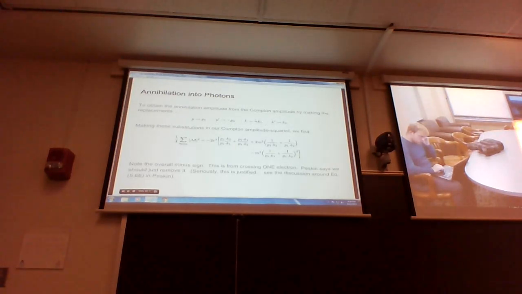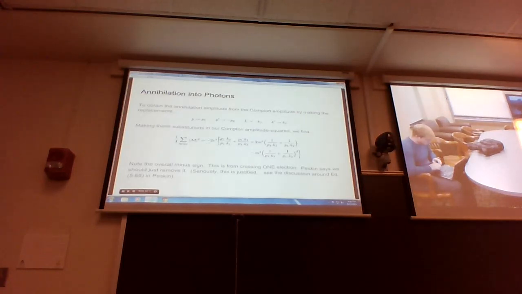And initially this was the initial state photon, but now it's a final state photon, so you have a minus sign here. And so you can take your Compton amplitude squared and make these replacements. What you find is, again, it looks very similar to what we had before, but there's this overall minus sign out in front.